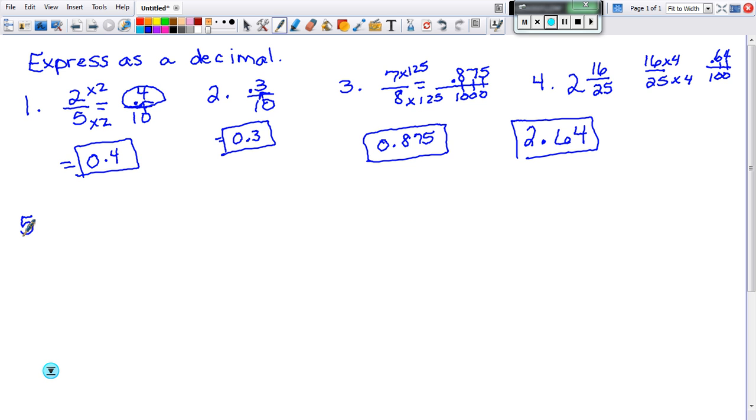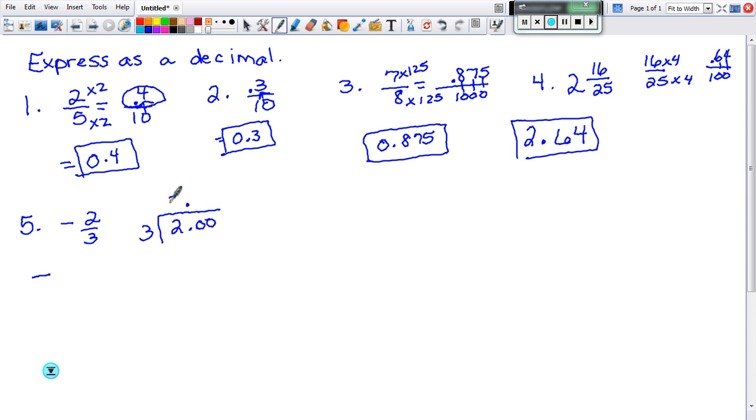Number 5, negative 2/3. Okay, the negative doesn't matter, it just means your answer is going to be negative, so it just continues down. Now you cannot make a 3 become a power of 10, so this is where you have to divide. It's top, inside, bottom, out. So we're going to make it 2.00, I usually use 2 decimals for now, divided by the bottom number 3.